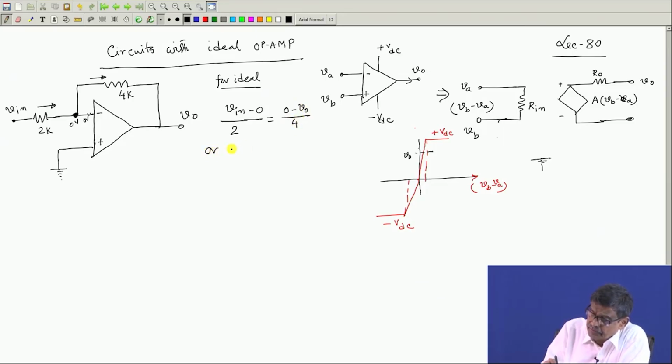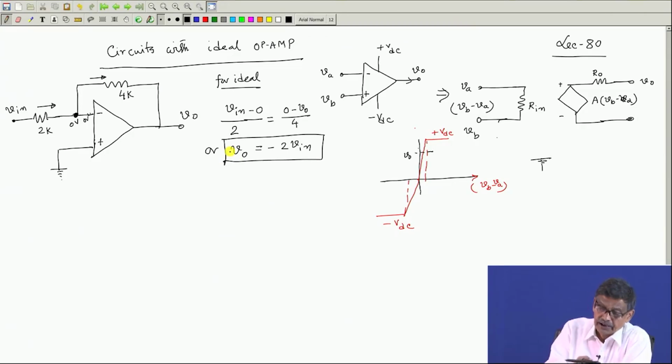And you can easily see V naught will be equal to minus 2 V in. So, it will amplify the input signal. If it is sinusoidal with 1 volt peak value, it will become also sinusoidal, peak value will be 2 volt, but it is reversed in sign. There will be 180 degree phase difference, that is okay there, but it will nonetheless amplify the signals.